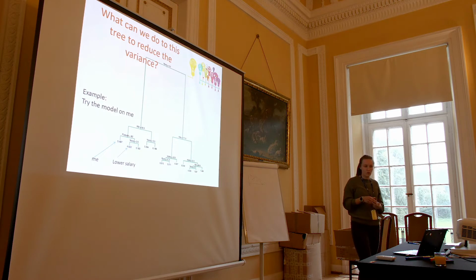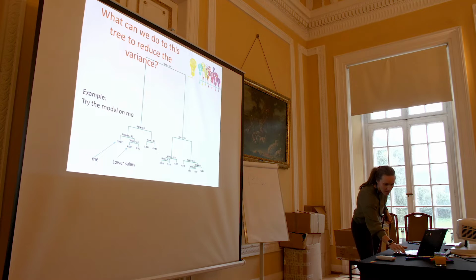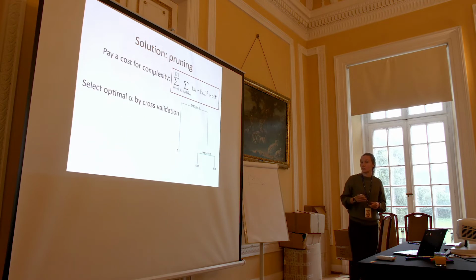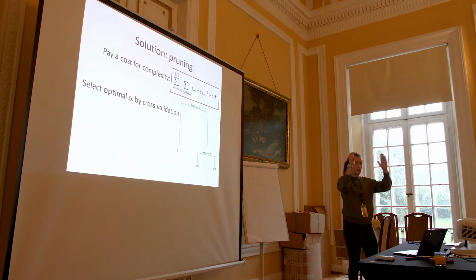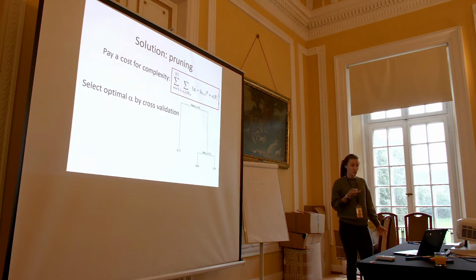Maybe this one I can show you. The way to do it is to pay the cost for complexity. So this is the RSS, right? And then you add this alpha parameter, and this is the size of the tree, the absolute value of the size of the tree. So you're adding some cost to the size of the tree. Big trees will have bigger cost, and that's it. And you're actually using the cross-validation to choose the alpha. So this is how they're getting the optimal trees.